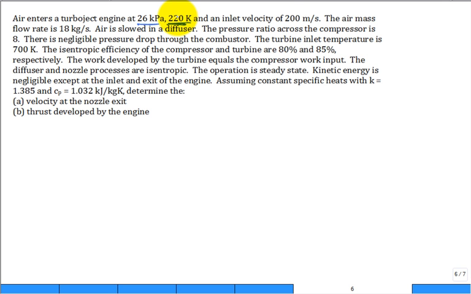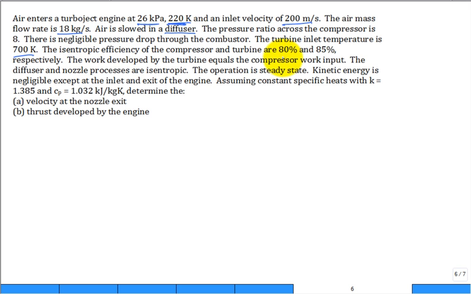Anyway, let's continue on. We have an inlet velocity of 200 meters per second. That's not negligible, so we'll use that in our thrust calculations. The air mass flow rate is 18 kilograms per second. Air is first slowed in the diffuser. The pressure ratio across the compressor is 8. Negligible pressure drop through the combustor. The turbine inlet temperature is 700 Kelvin. That's specified, and that'll be T3.